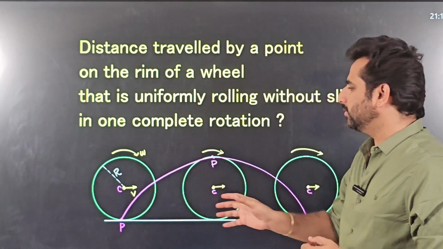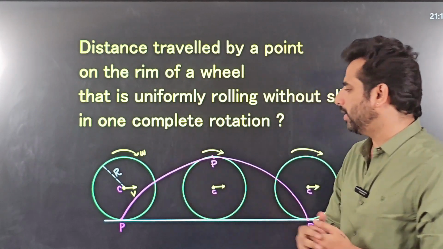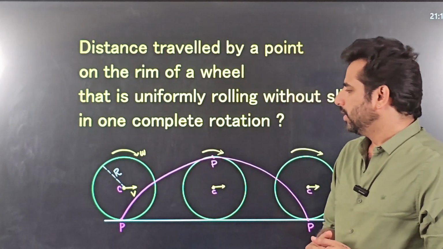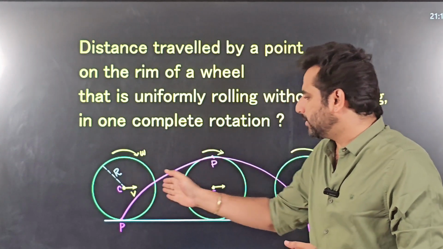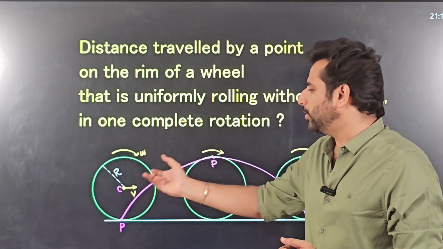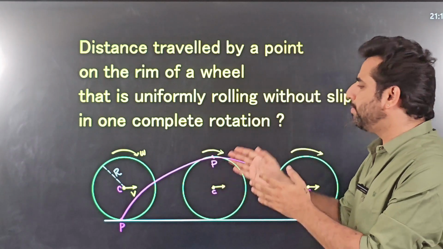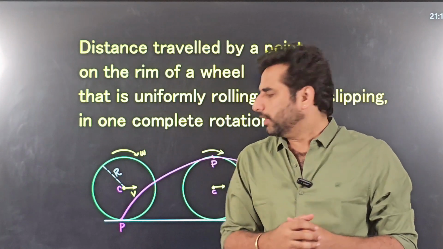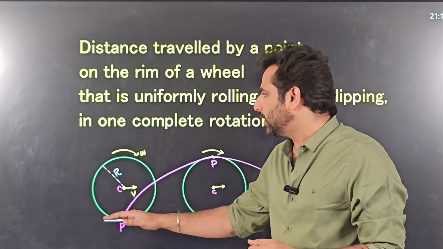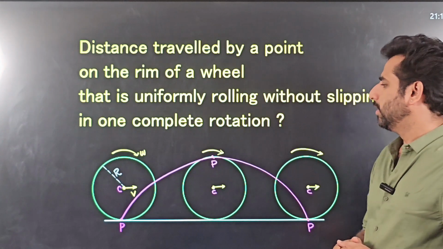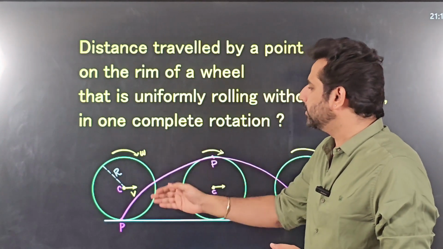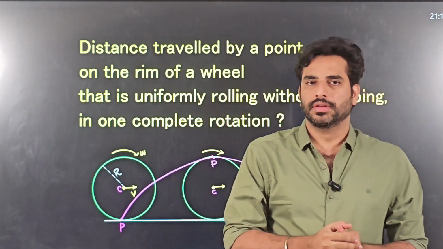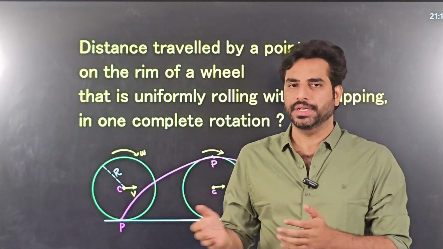Consider a wheel which is rolling. That is, the center is translating with a linear velocity v, and about the center, the wheel is rotating with angular velocity omega. The axis of rotation is translating, and the body is rotating about the axis of rotation. This is rotation plus translation, otherwise known as rolling motion. And the point of contact is not slipping on the ground, so this is rolling without slipping. As long as v and omega remain constant, it is uniformly rolling without slipping.